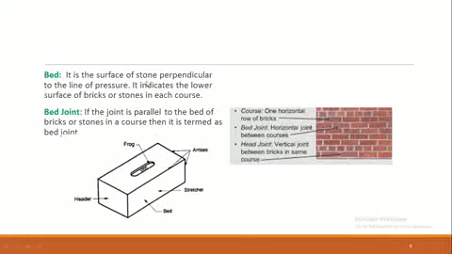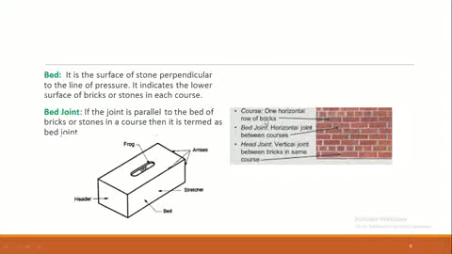Bed: it is the surface of stone perpendicular to the line of pressure. It indicates the lower surface of brick or stone in each course. Bed joint: if the joint is parallel to the bed of the brick or stone in a course, then it is termed as bed joint.